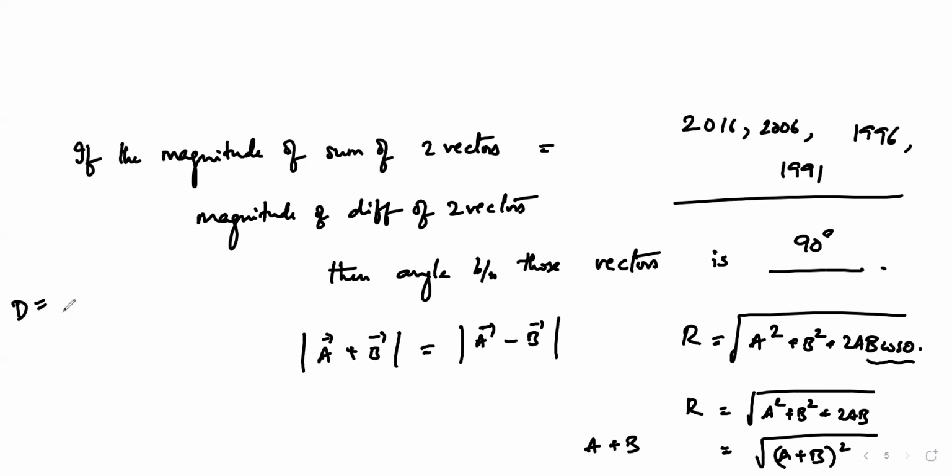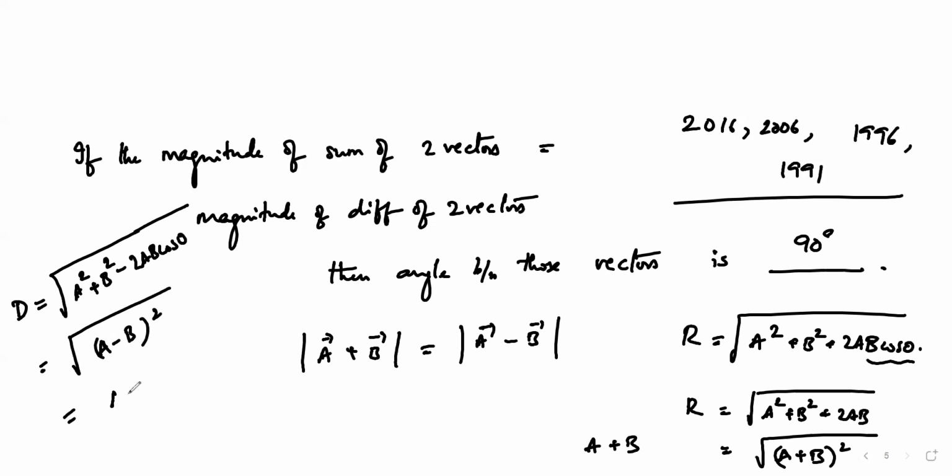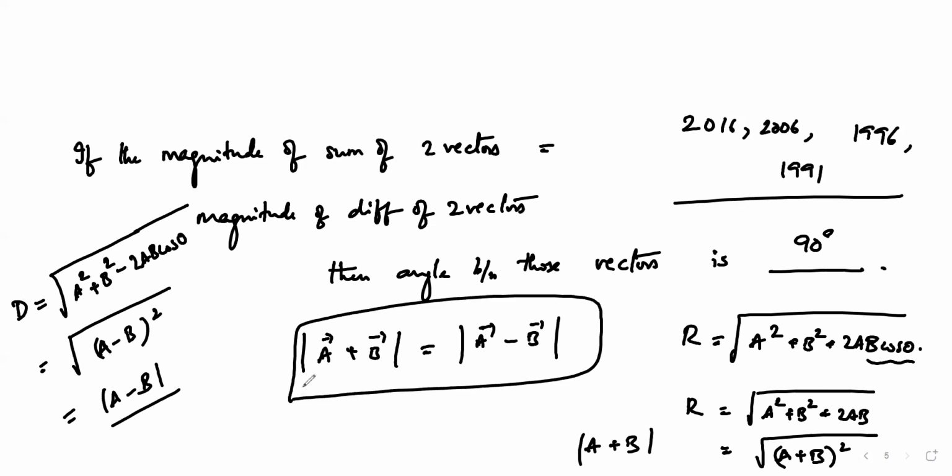Similarly, take the case of difference. Root of A square plus B square minus 2AB cos theta. That is difference. So this will be root of A minus B whole square. That is nothing but A minus B. Right, sir? Clear? Yes, sir. Clear, sir.